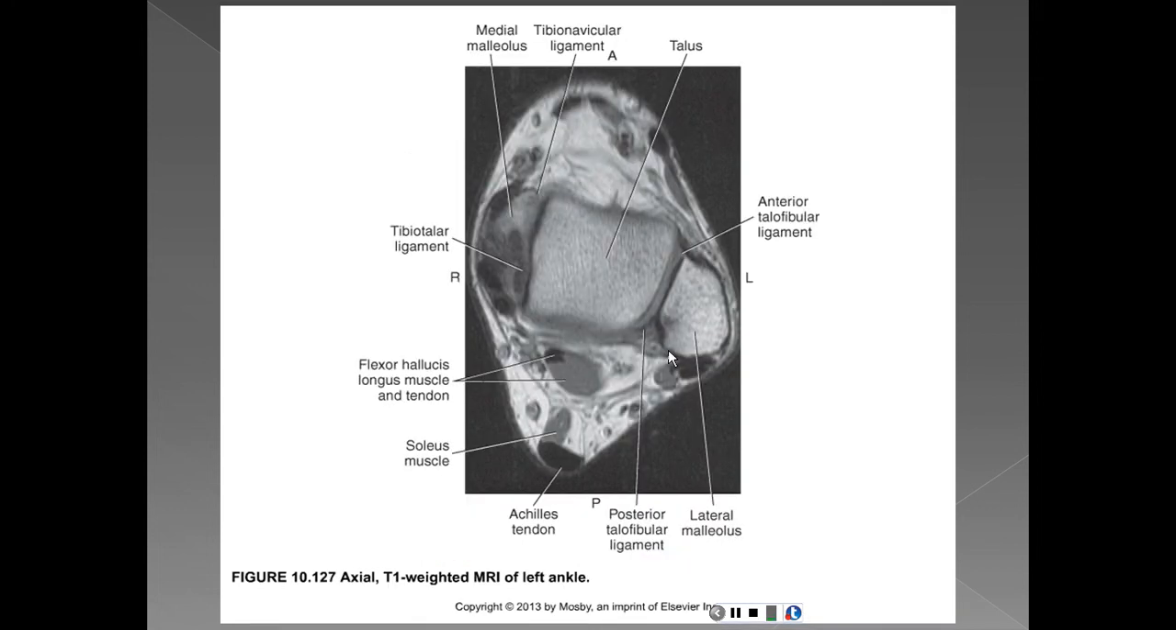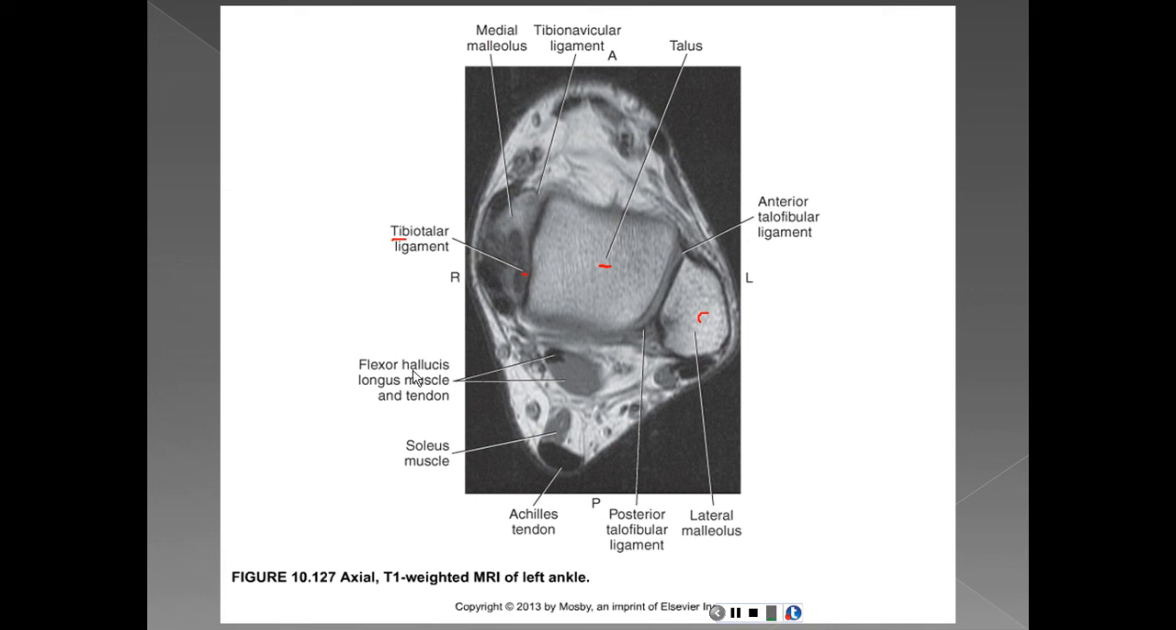So now we have an axial T1 with an MRI of the left ankle. So this is the lateral malleolus. So this is the fibula. Okay, it's the talus. It's not the tibia, tibiotalar ligament. So this ligament attaches to the talus. It also attaches to the tibia.